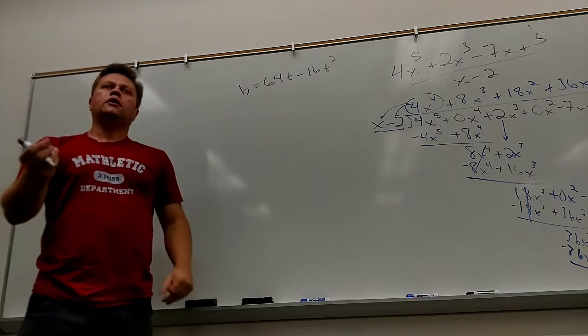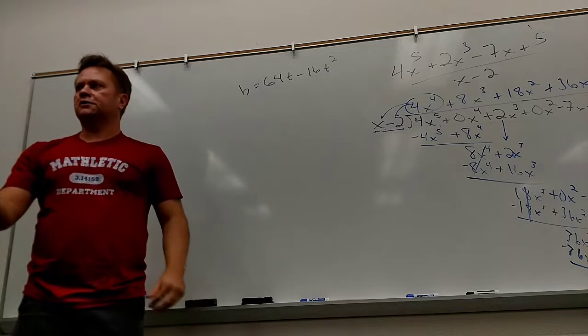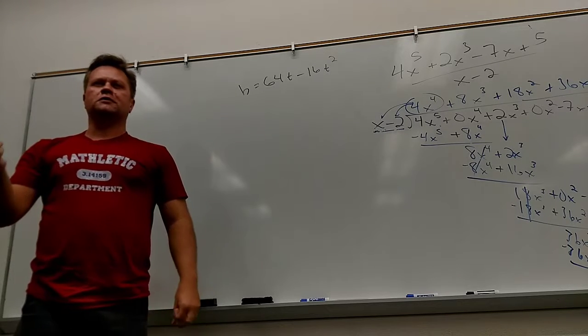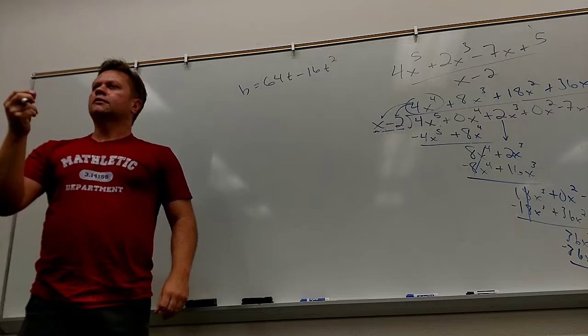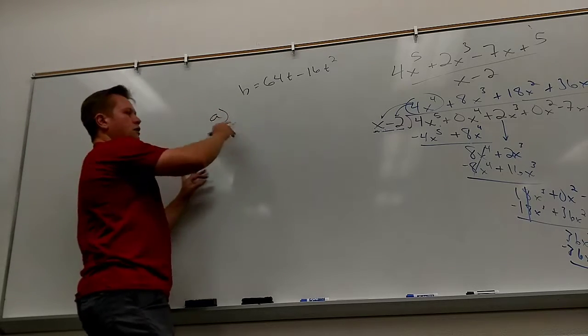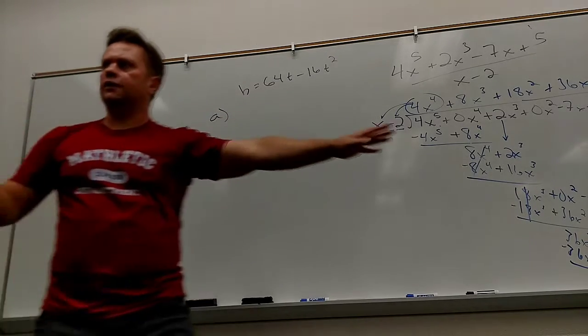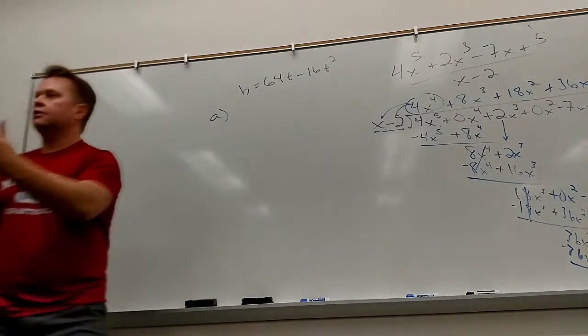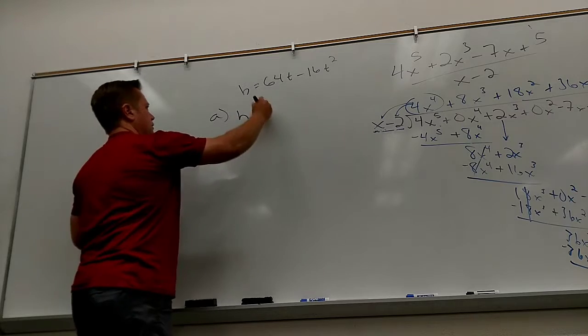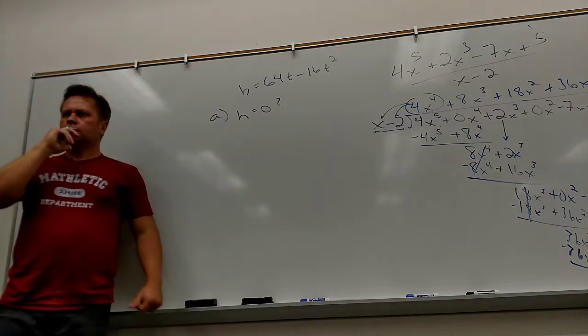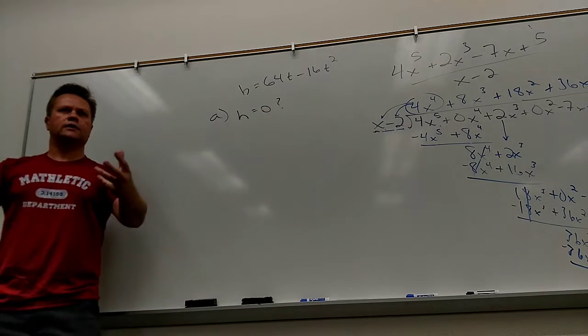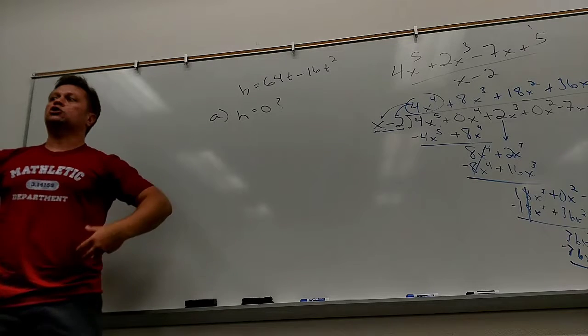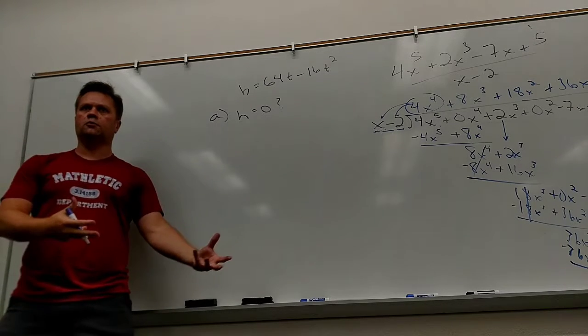Height. So part A says, when will this hit the ground? Well, if it's the ground, what's the height? 0. So part A, in English it says, how long will it take for this to hit the ground? Or when is this going to hit the ground? And in Mathish, that means, when will h be 0? Does that make sense? So it's translating. Math is a foreign language. You have to translate the question into something more math-related.